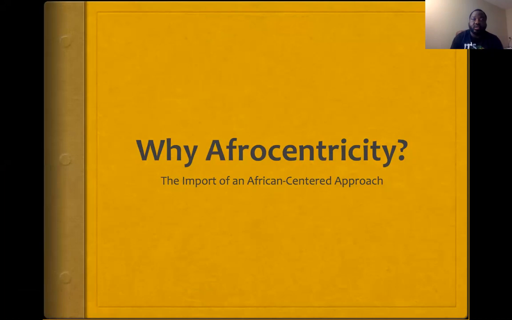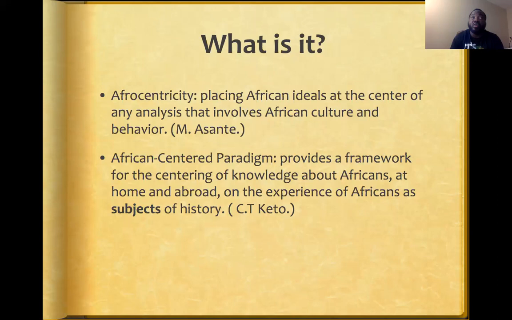So what is it? There are several scholars who have defined this, but possibly the most prominent scholar who has written about this in books such as The Afrocentric Idea and others is Dr. Molefi Asante, currently of Temple University, I believe, who defines it as placing African ideals at the center of any analysis that involves African culture and behavior. So placing African ideals at the center of any analysis that involves African culture and behavior. And we'll unpack that as we go.